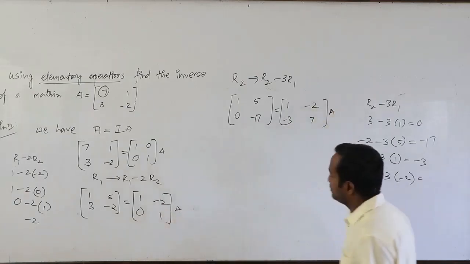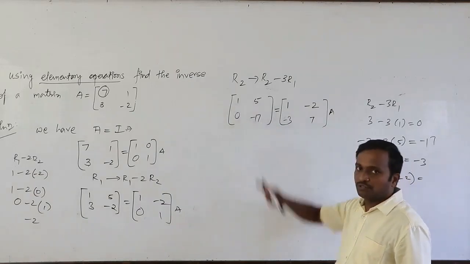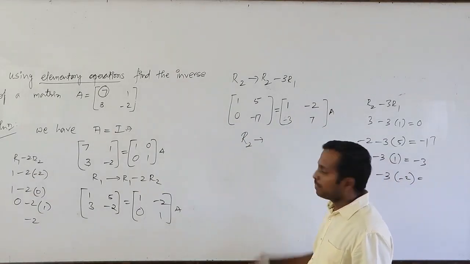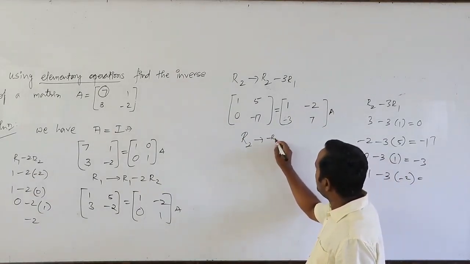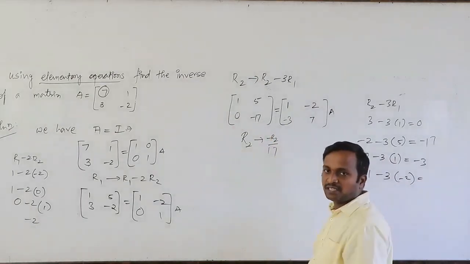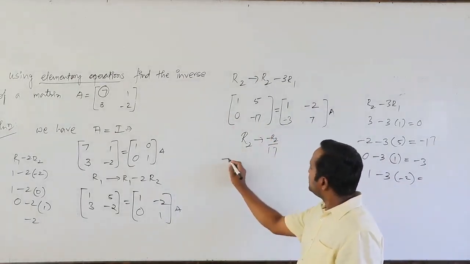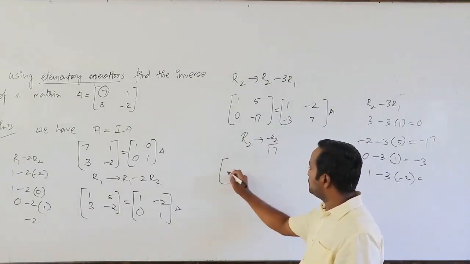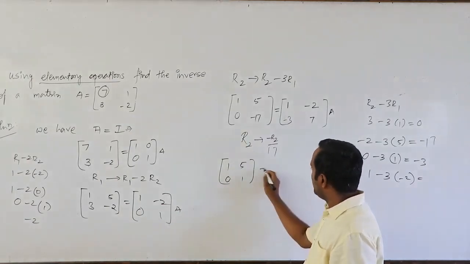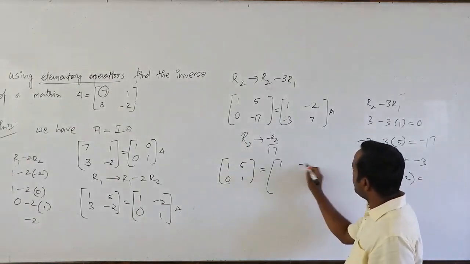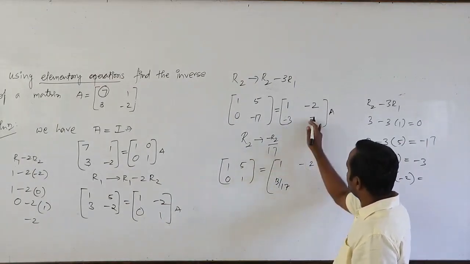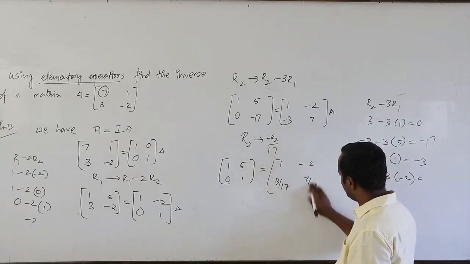This is A. 1, 0. This has to be 1. Same operation. You can predict the answer. R2 replaced by minus R2 by 70. If it is 10, R2 by 10. If it is minus 10, minus R2 by 10. So keep the operation. Be careful. The number is big. 1, 5, 0. Minus 1 by 17 becomes 1. And here also the same thing. 1 minus 2. Minus into minus plus 3 by 17. Minus into plus minus 7 by 17.